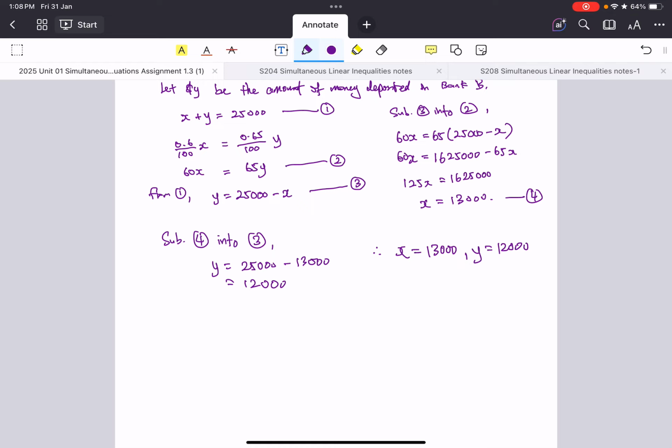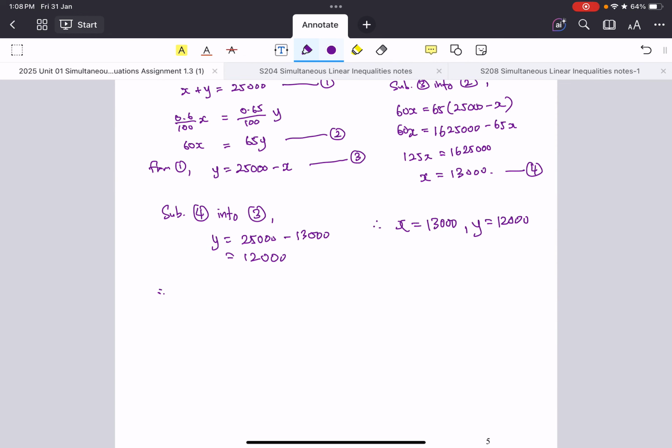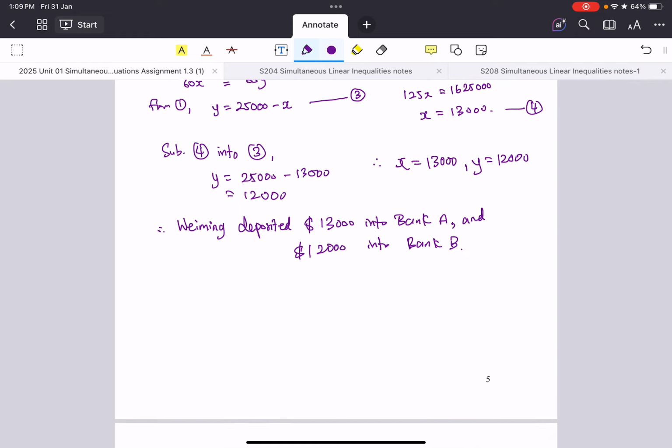The question says find the amount of money. So therefore, what's his name again? Wei Ming, right? So Wei Ming deposited $13000 into Bank A and 12000 into Bank B. There we go. Okay, now one more example to go.